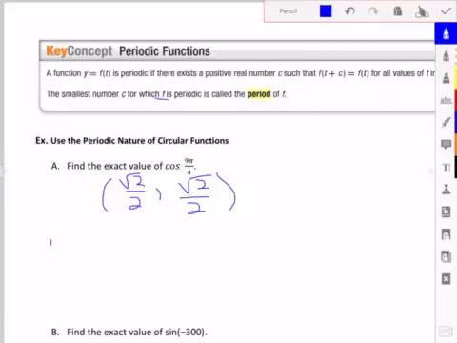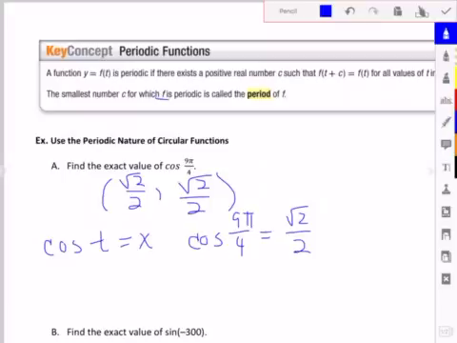And we're finding cosine. So cosine t is equal to x. So what that means is that cosine of 9 pi over 4 is equal to the square root of 2 over 2. Because we talked about before that those trig ratios are going to be the same as your angle gets larger because they are proportional in that way.